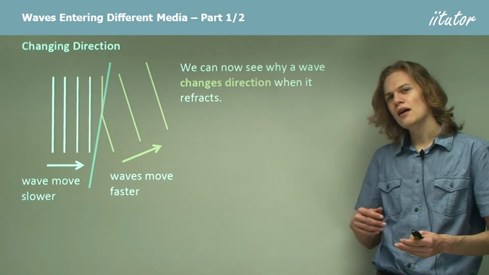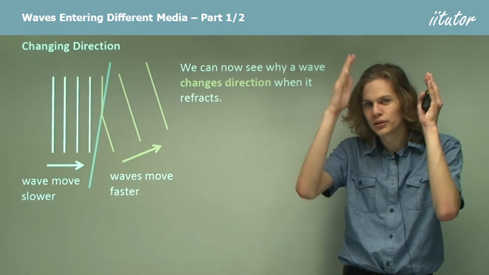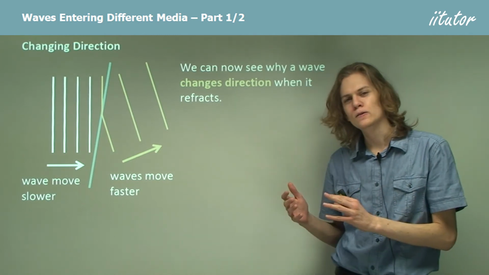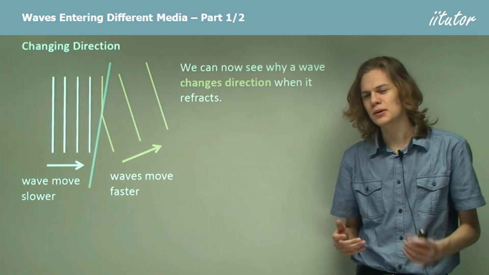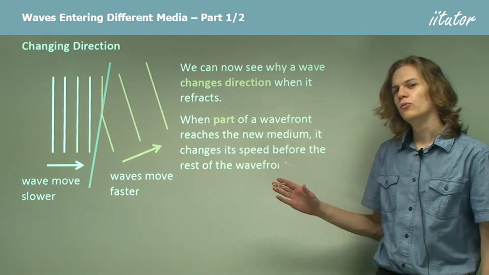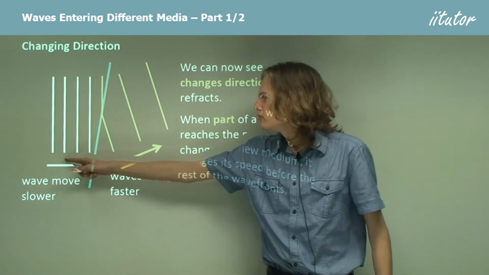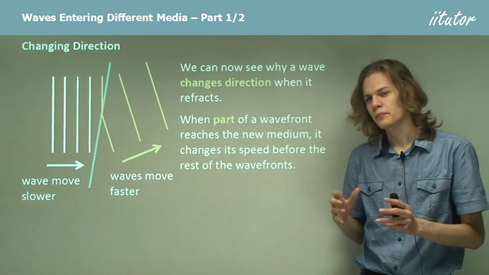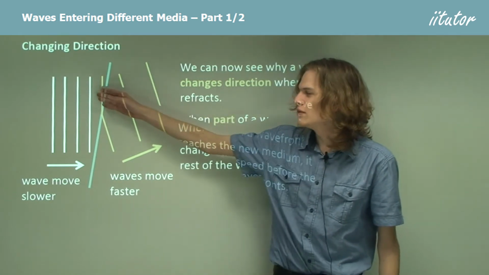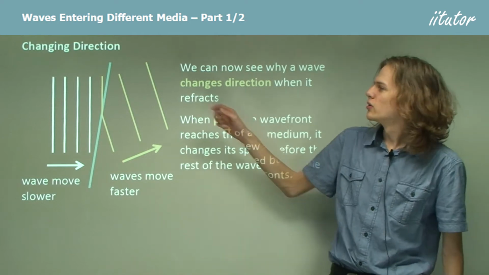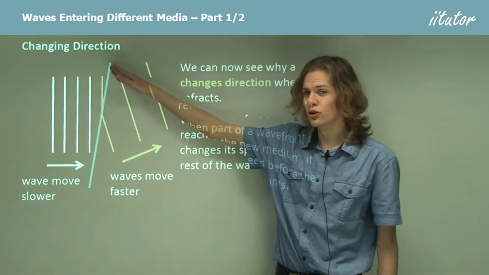So if we have a barrier that, instead of being completely flat, is a little bit bent, we can actually see why the wave will sometimes change direction. That's illustrated by this diagram over here. When the bottom part of this wave reaches the barrier, it suddenly speeds up. But the top half of the wave is still moving at its original speed, right? So that means that the top half of the wave is still moving slowly, but the bottom half of the wave is moving quickly.